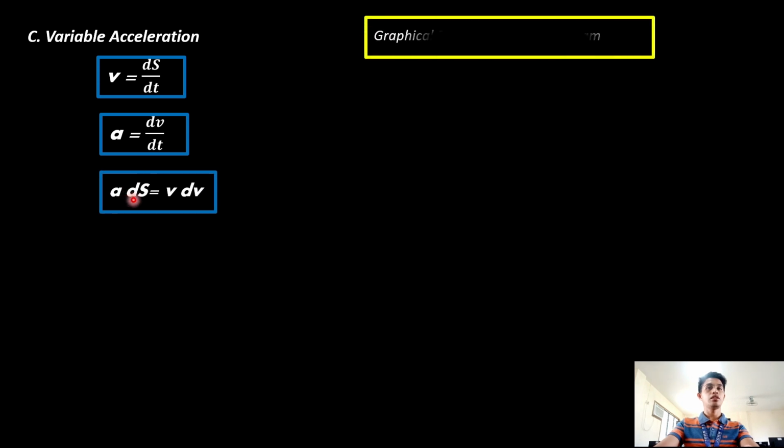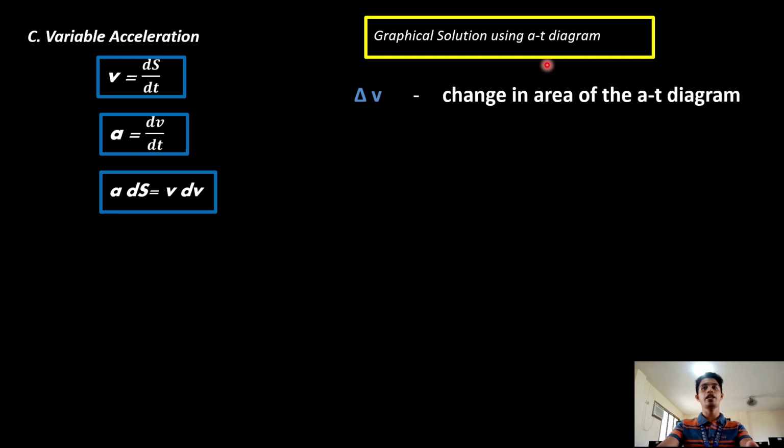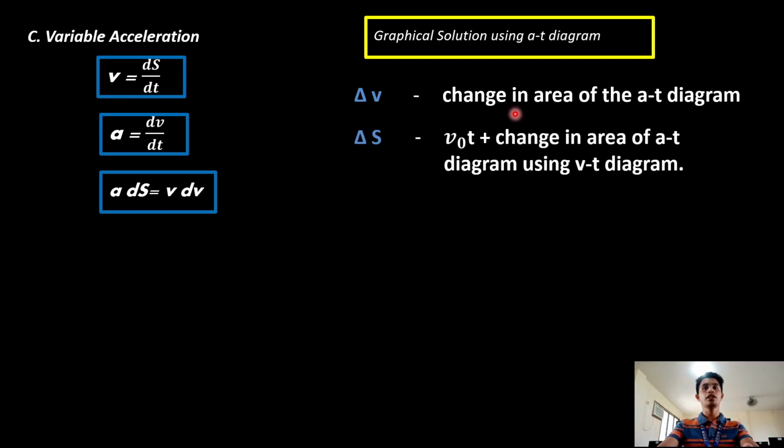So, yan. Graphical solution using acceleration time diagram. Meron tayong delta V, which means a change in area of the AT diagram. Makikita nyo sa diagram, may diagram tayo, then compute natin yung area ng ating AT acceleration time diagram. Then, delta S is initial velocity times time plus change in area of the AT diagram. Delta S, ito rin yung change in area of the velocity time diagram.